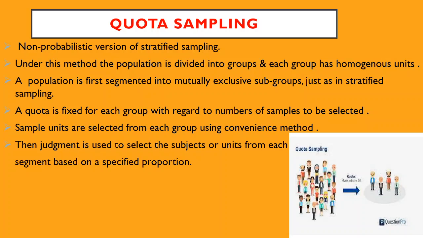So just like that, a quota will be fixed: from this particular area I will select 5 units, and from the second one I will select this much, 50 females or 50 males. So this is how quota sampling works.